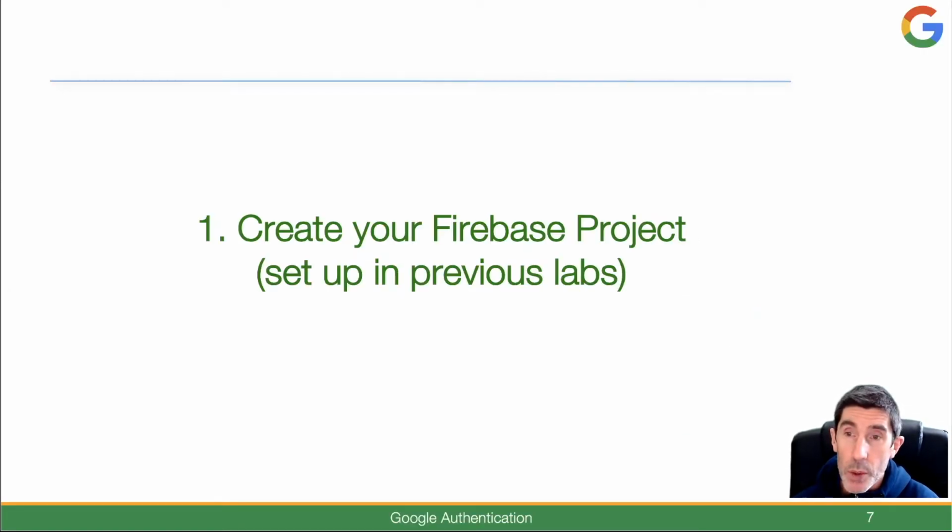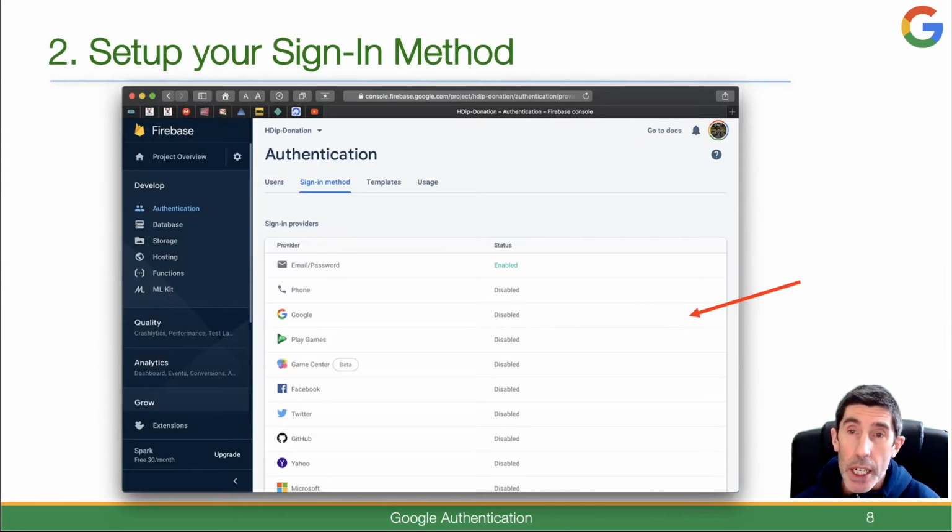Okay, so the first thing we need to do, and hopefully you've done this already in previous labs, is create your Firebase project. So the assumption here is that we already have our Firebase project available to us. In previous labs, we would have set up and authenticated against a basic email and password. So now we're actually going to set it up for Google Sign-In. The next few slides are just screenshots, taking you through what to expect in that particular setup.